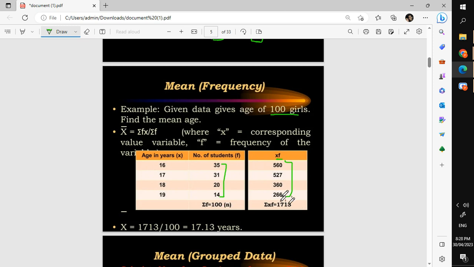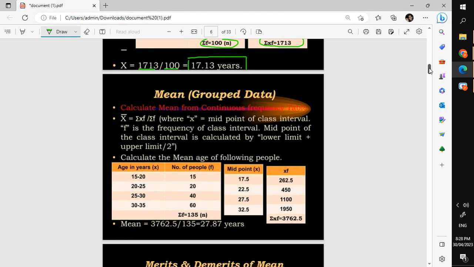Now, the next thing that you will do is to substitute these values to the formula. Summation of f times x, that's 1,713. Summation of f, that's 100. So dividing this, you will come up with 17.13 years. So it only means that the expected age of girls in that particular study is 17 years, or the average age of the girls in that study is 17 years, or 17.13 years.